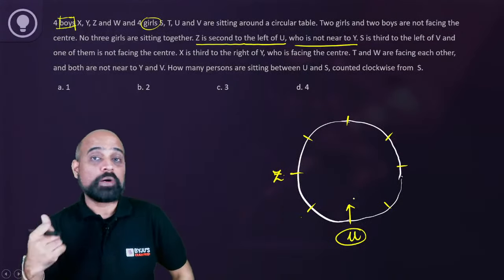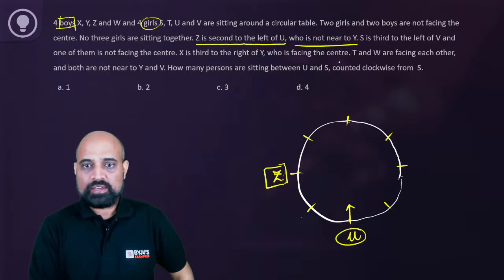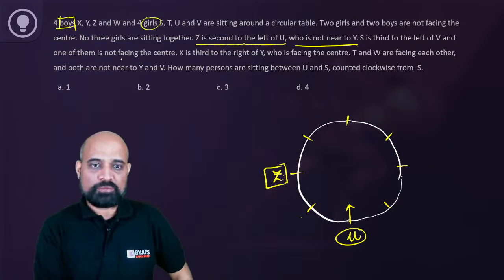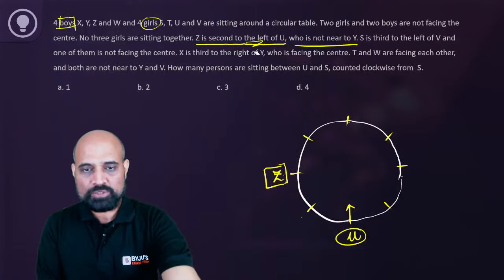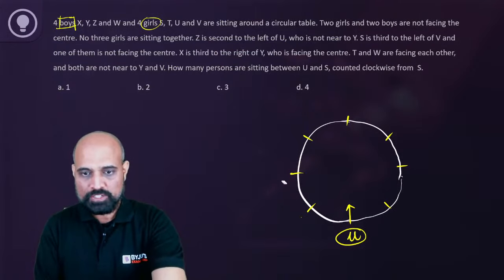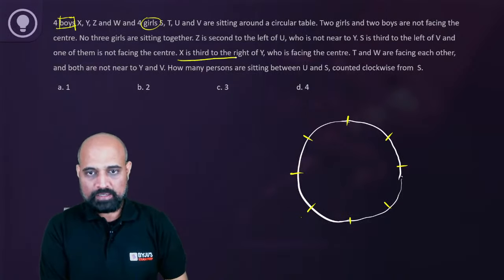शुरू करूंगा जब U बाहर दिख रही होगी. Now Z is a boy. U is not near to Y, so Y is somewhere else. Y is at one of these 4 positions. S is third to the left of V, and one of them is not facing the center. अच्छा, मेरे को इधर से शुरू करना चाहिए था ना, because center वेंटर का भी तो लोचा है. I should have started with the third statement. Bad.